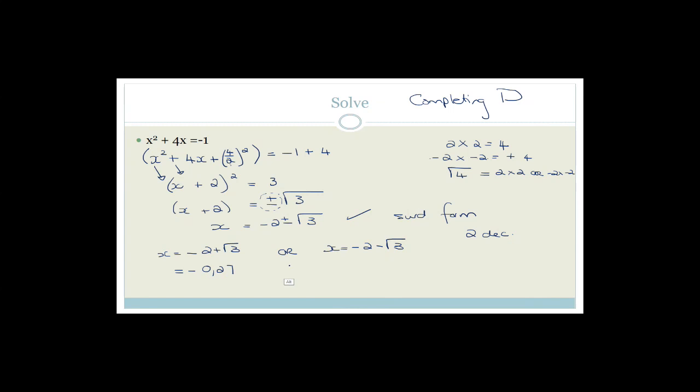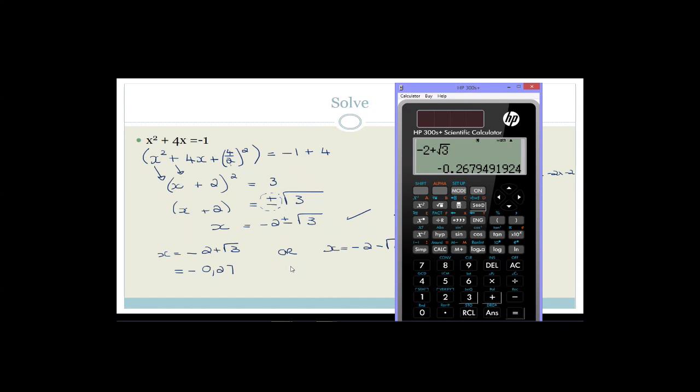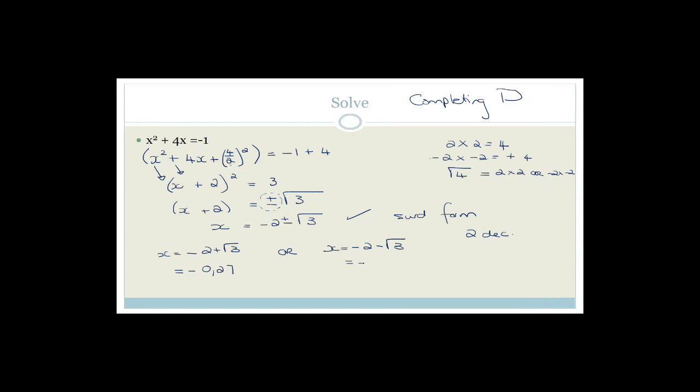Or let's look at, if I go minus 2 minus the square root of 3 equals, so it becomes minus 3.73. So those are possible answers for this. Okay, let's do another one.